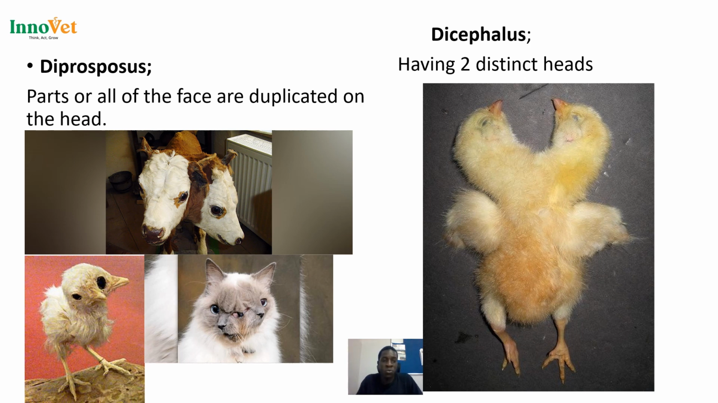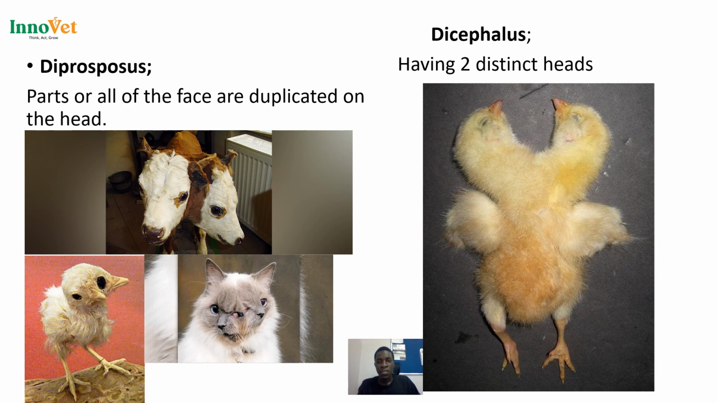Then we have the prosopus. The prosopus is simply whereby we have a duplicated face. So parts or the whole of the face can exist duplicated on the same head. For instance, you can see these here. It is the same head, but we can see that it has a different eye, different muzzle. The ears are doubled. And as well in this chick we can see the different eyes, the beaks, but they are all housed on the same head.